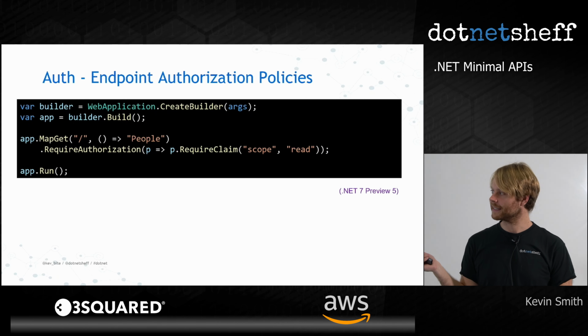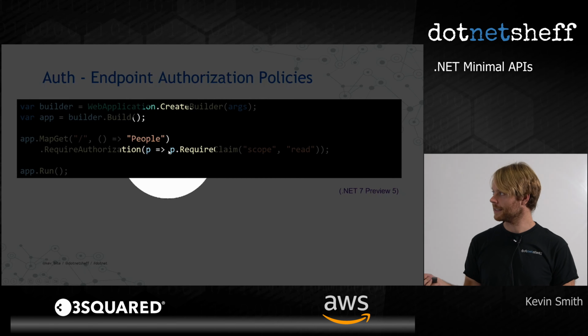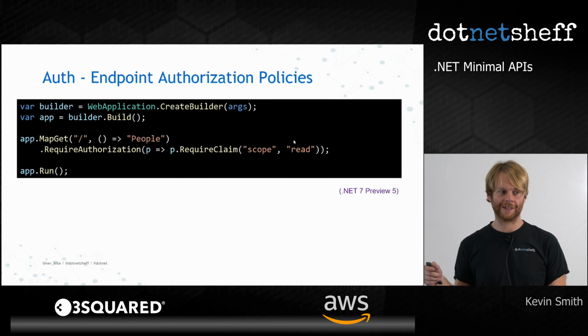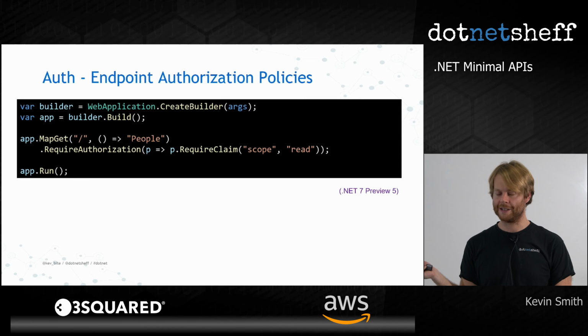But with minimal APIs now in .NET 7, we can do this RequireAuthorization, and then you can pass in the policy you want it to evaluate. And this will create your policy for that given endpoint as well. And you can also apply the RequireAuthorization policy to your map group as well. So if you have like /admin, you could say this is only admins allowed.